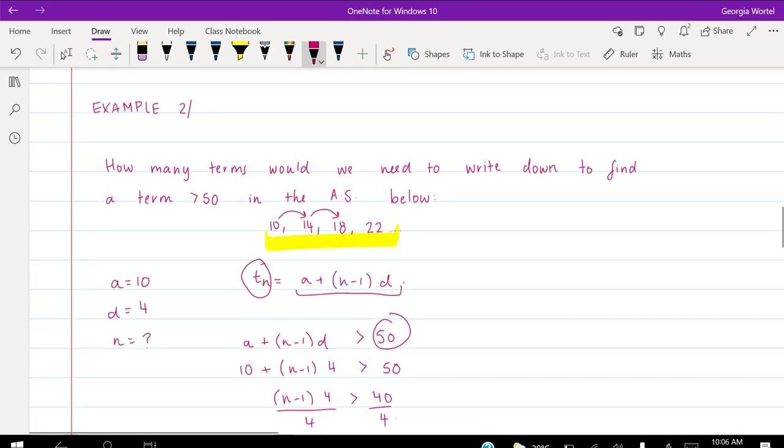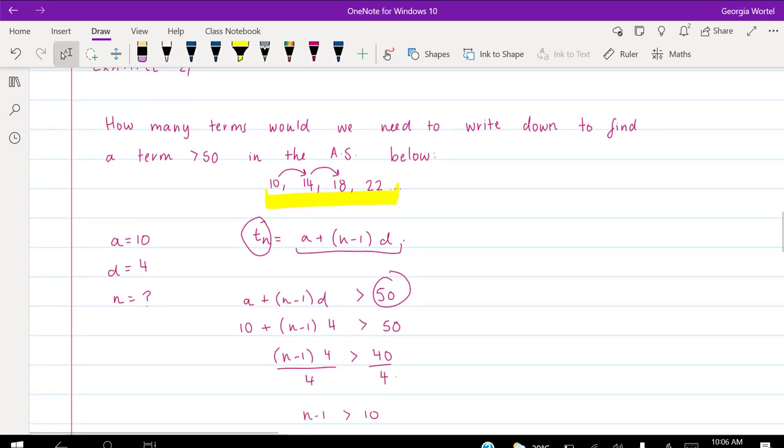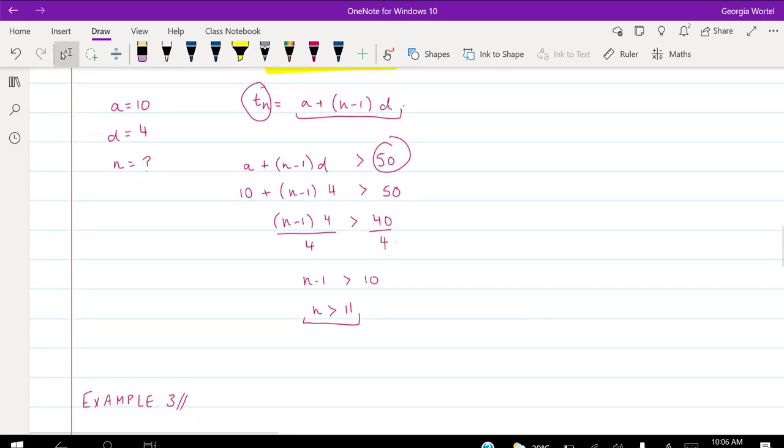So we would say, to answer that question, how many terms would we need to write down a term greater than 50? Therefore, we would need 12 terms to write down a term greater than 50. So that's probably the trickiest thing we've done so far with this concept.